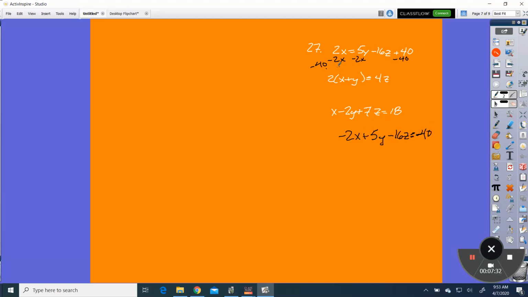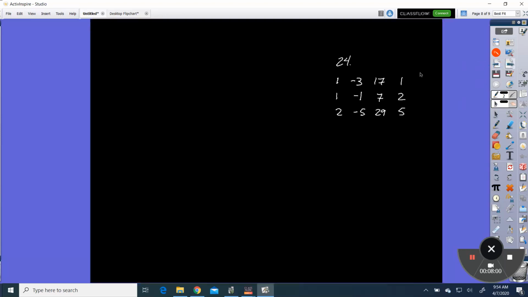Okay. Then on this one, I have 2x plus 2y. So that's distributing the 2. I'm going to minus the 4z over, equals 0. So that's going to be this 2x plus 2y minus 4z equals 0. And the bottom one is good. So that's a 40. So that problem's good. And then 24, I've already got it set up.